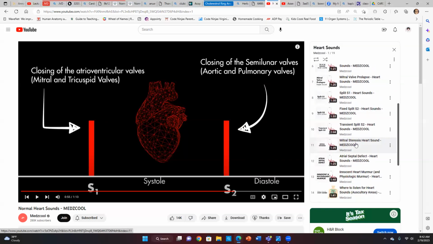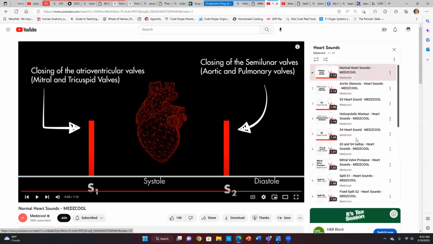Okay, so you don't have to know all of these heart sounds, but I would definitely listen to the normal, the S3, and the S4, for right now, for where you are in the program. Any questions about that?